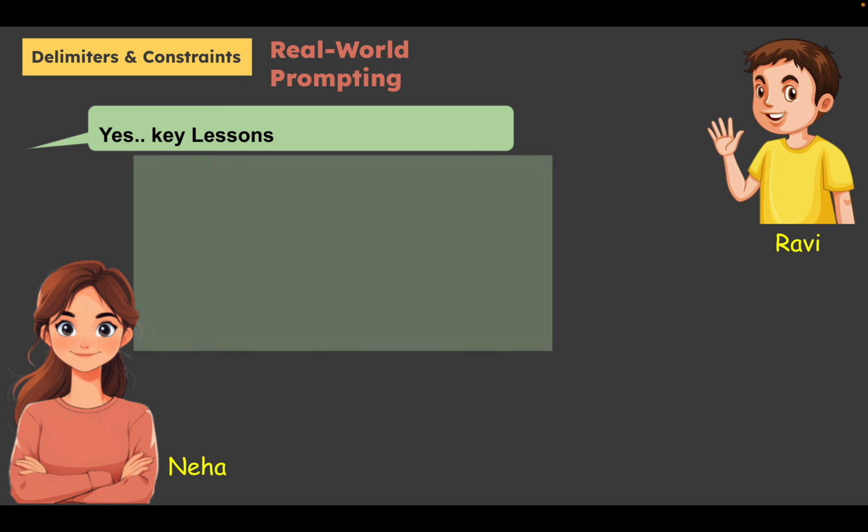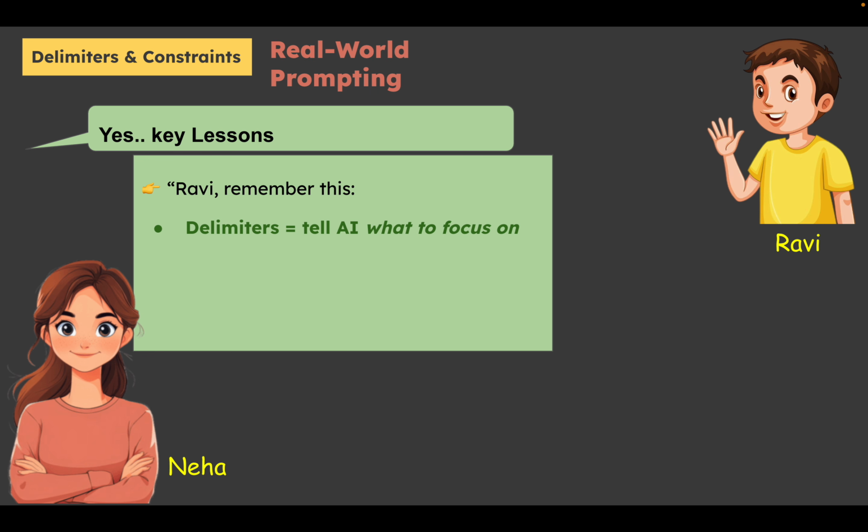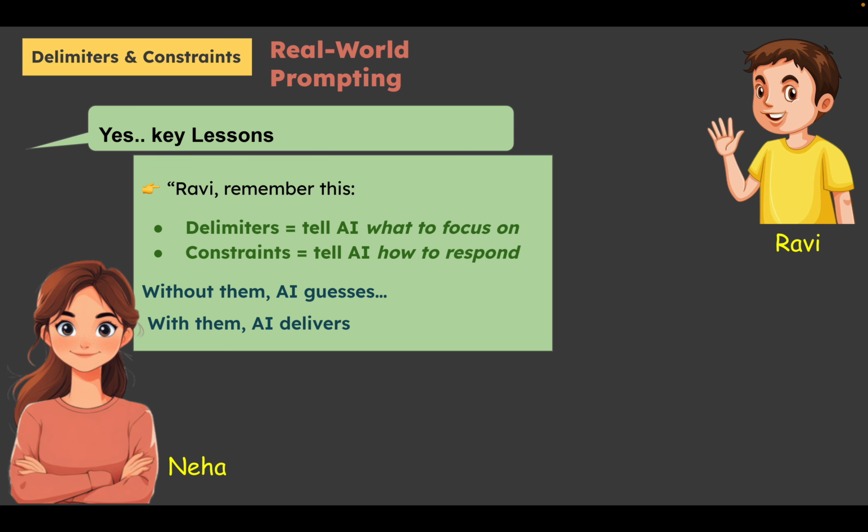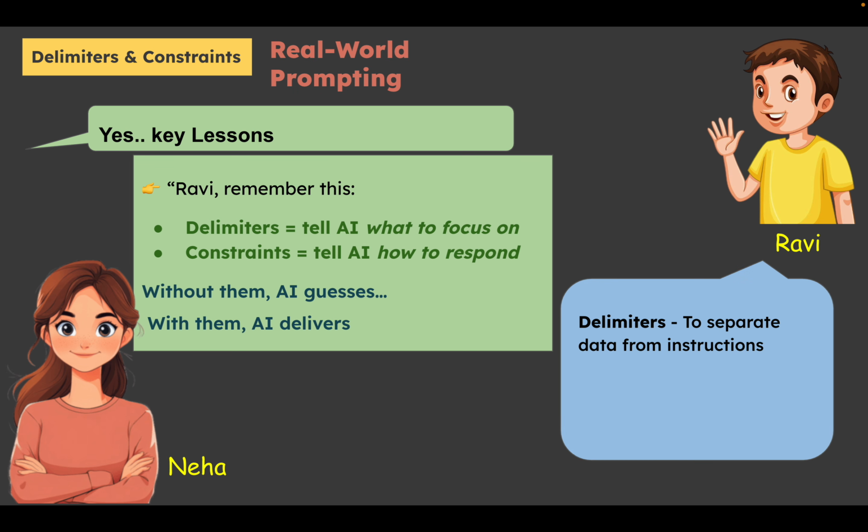Okay, so key lessons from here: we use delimiters to tell AI what to focus on. Whenever we have, or we can add delimiters in our prompts by separating the data and the instructions, and then we should always add constraints to tell AI how to respond, and this is applicable for everything, not just testing. Always add constraints and delimiters wherever applicable, and it will help AI also. It will help AI to give you much better, faster, and cleaner and useful responses. Okay, so delimiters to separate data from instructions, and constraints to limit the AI behavior or the output.